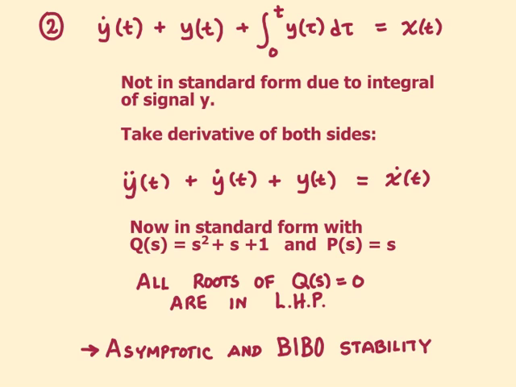This is now in standard form, with q of s equals s squared plus s plus 1 and p of s equals s. All roots of q of s are in the left half plane, and so we have asymptotic stability. And since we have asymptotic stability, we also have BIBO stability.